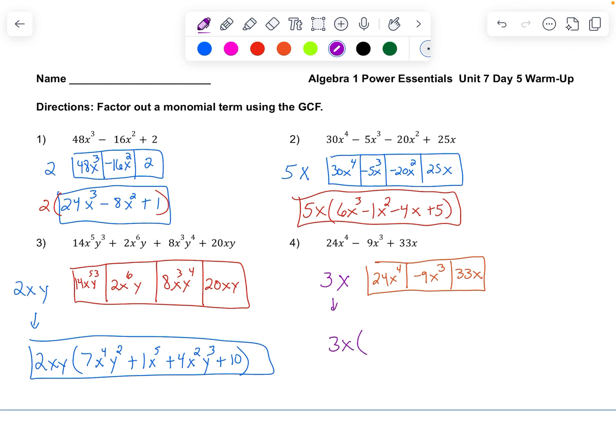So we're dividing our numbers by 3 and subtracting the exponents from our x by 1 here. So 24 divided by 3 is 8. I had 4 x's. I'm taking an x away. I now have 3. So x to the third. Negative 9 divided by 3 is negative 3. X to the third, take away an x, I have x to the second. And then 33 divided by 3 is 11. I had an x, took an x away. There are no more x's. So those are our solutions for 1 through 4.